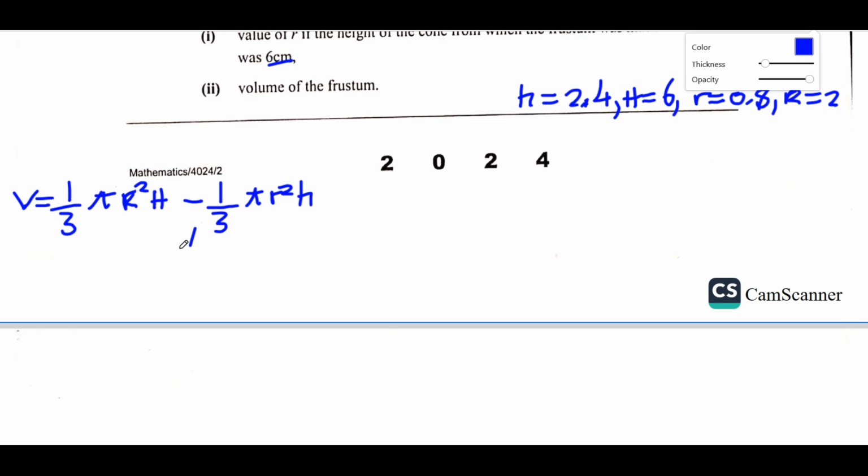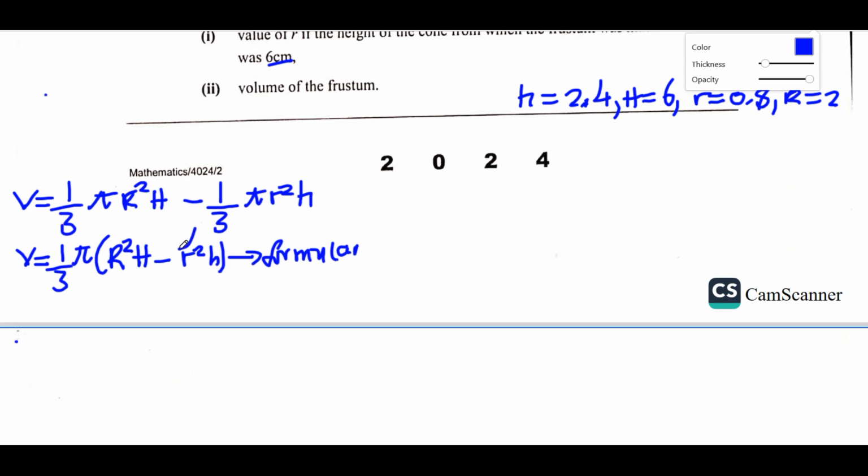So we can factorize. 1 over 3 is common. What else is common? Pi. If we open brackets, here we are going to have R squared H minus r squared h. So this is the formula that you are supposed to use. When using this one, make sure you have the radius for the smaller cone and the larger cone, and the height for the smaller cone and the larger cone.